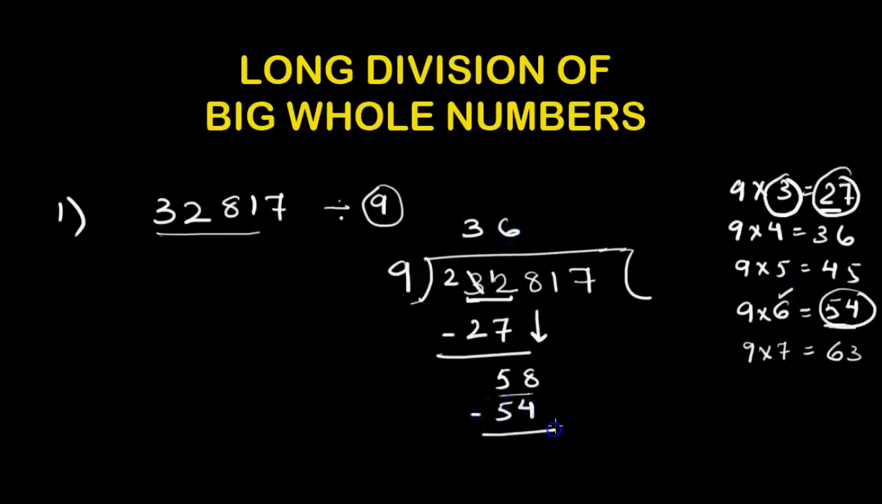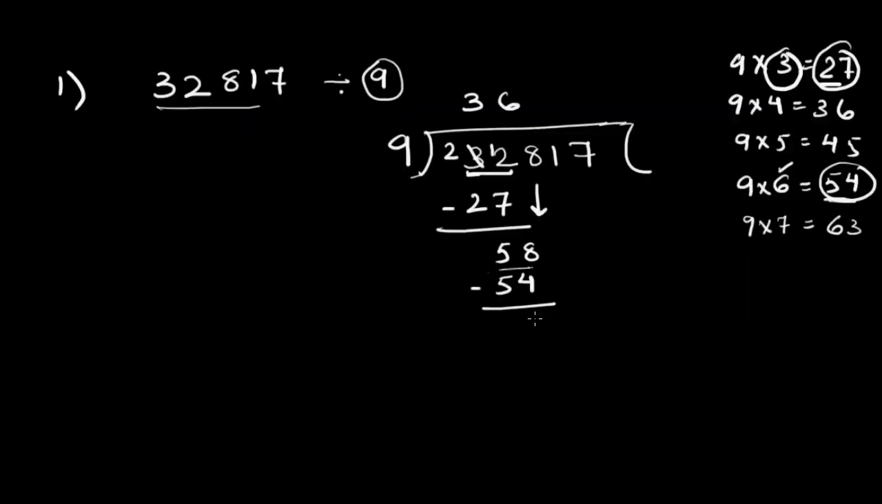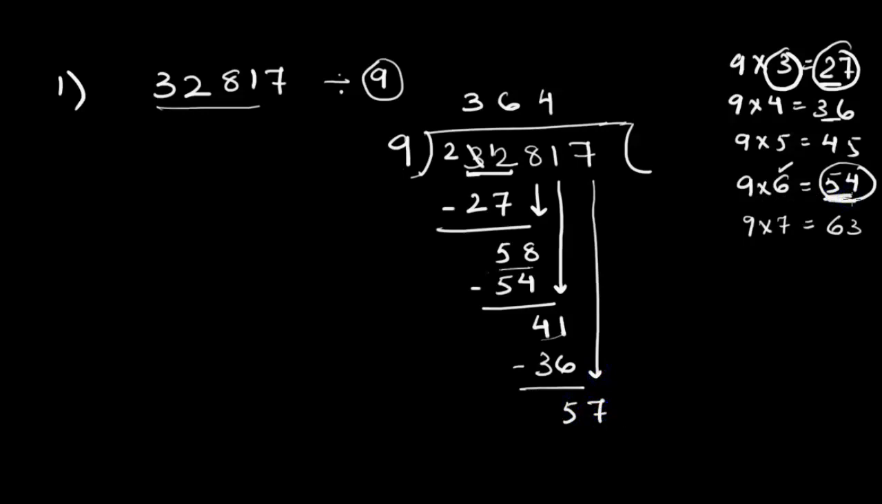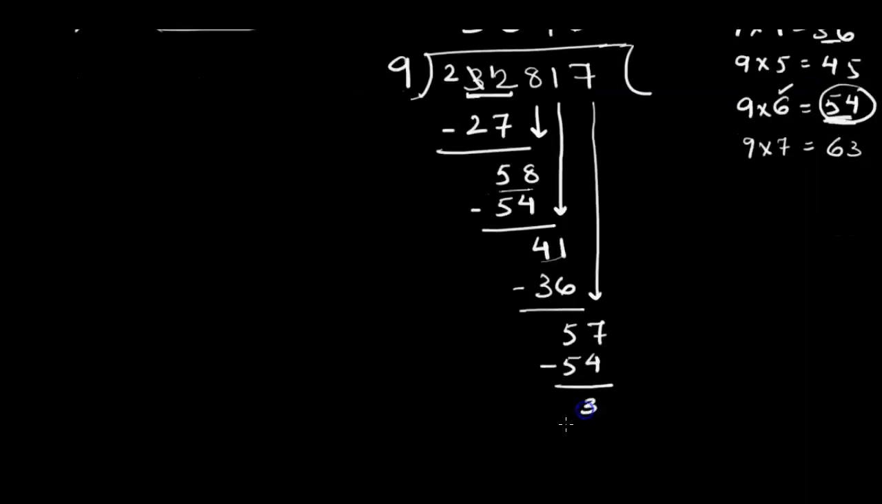Now we have to subtract both of these numbers. We get 8 minus 4 is 4. 5 minus 5 is 0. So we need not put any here. Then we bring this number down, 1. So we can see here that we have to divide 41 by 9. So 9 times 4 is 36. Subtracted, 41 minus 36 is 5. When we bring the 7 down, we again put 9 times 6 is 54 and the remainder is 3.